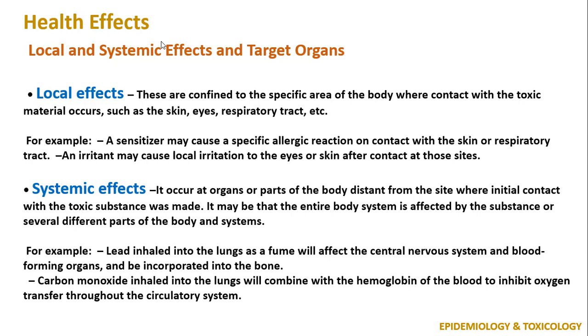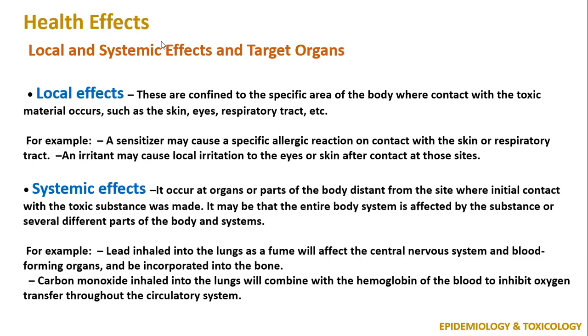The next is the systemic effect. It occurs at the organ or the part of the body distant from the site where the initial contact with the toxic substance was made. It may be that the entire body system is affected by the substance or several different parts of the body and system. For example, lead inhaled into the lungs as a fume will affect the central nervous system and blood forming organs and be incorporated into the bone.